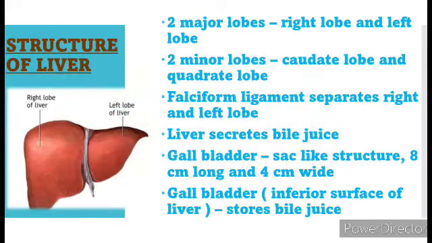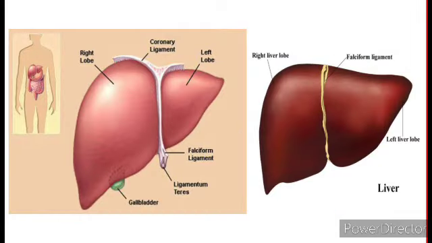Liver secretes bile juice. This bile juice gets collected in the gallbladder. Gallbladder is a sac for storing bile. So gallbladder is a sac-like structure which is present on the inferior surface of the liver. It is about 8 cm long and 4 cm wide. So what is the main function of the gallbladder? It is a sac for storing the bile juice which is secreted by the liver.